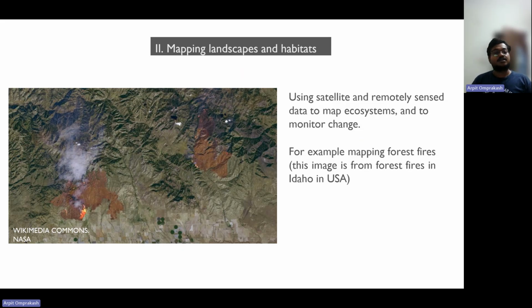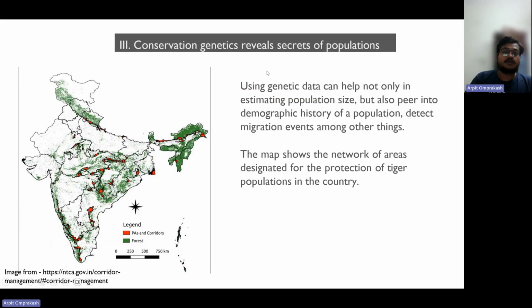It's a challenging task, and it might not even be possible. But using satellite imagery and other remote sensing data, we are able to map these ecosystems and monitor their change in real time across a larger area. Then we have conservation genetics, which reveals the secrets of population.